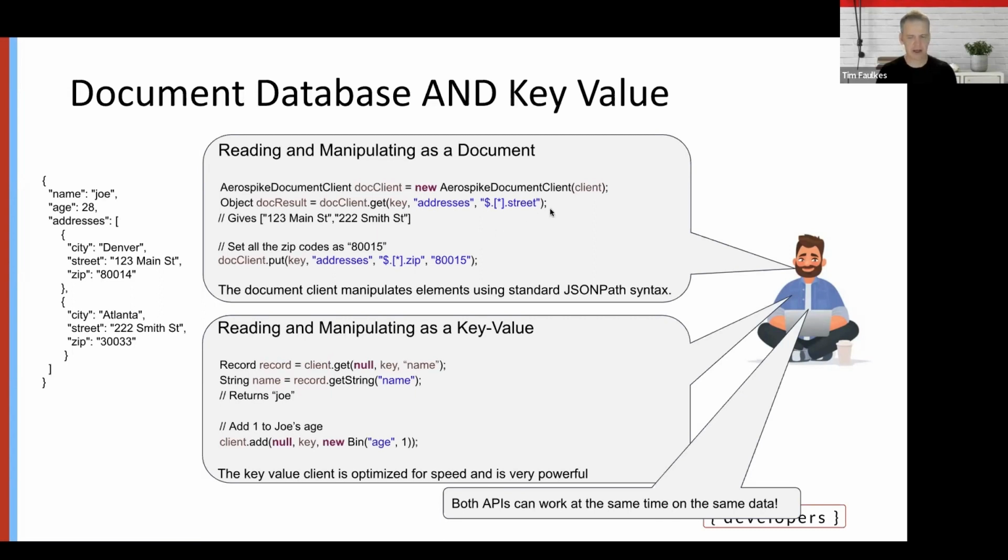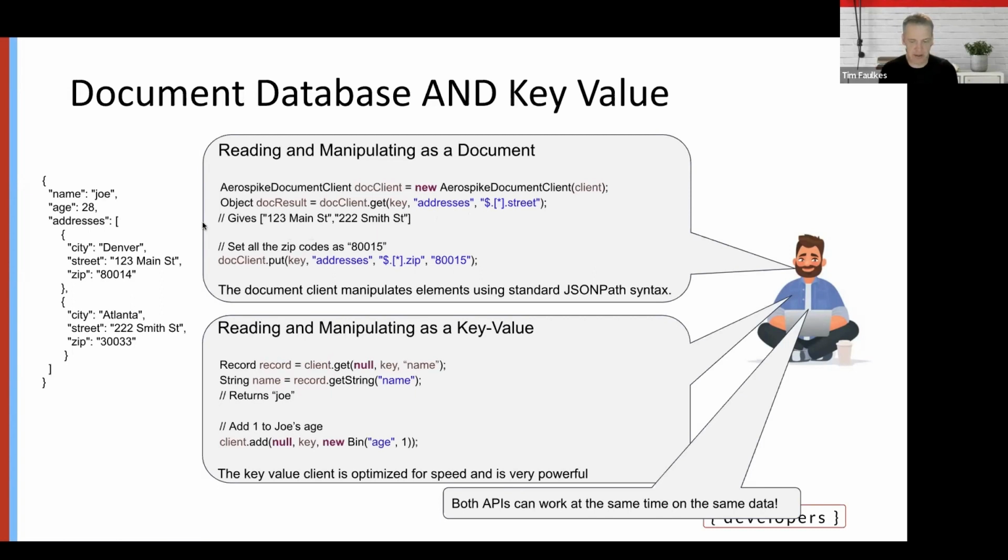So I can create an Aerospike document client. I can say, hey, go and give me any streets on any addresses. In this case, it'll give me 123 Main Street and 222 Smith Street. I can also then manipulate. I can set that information.